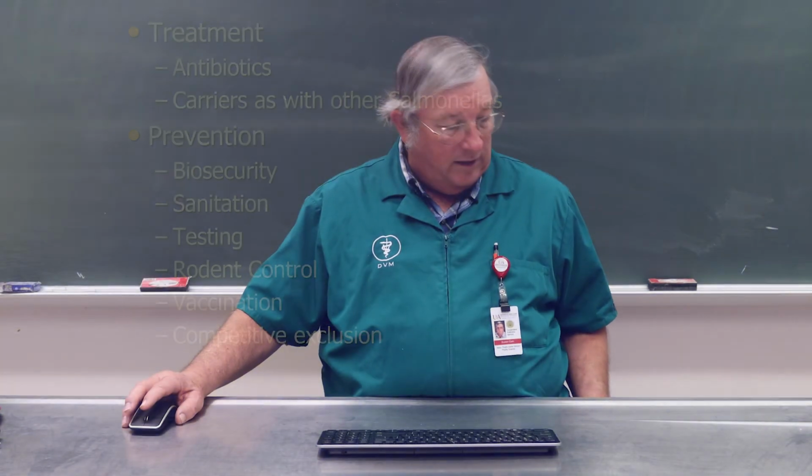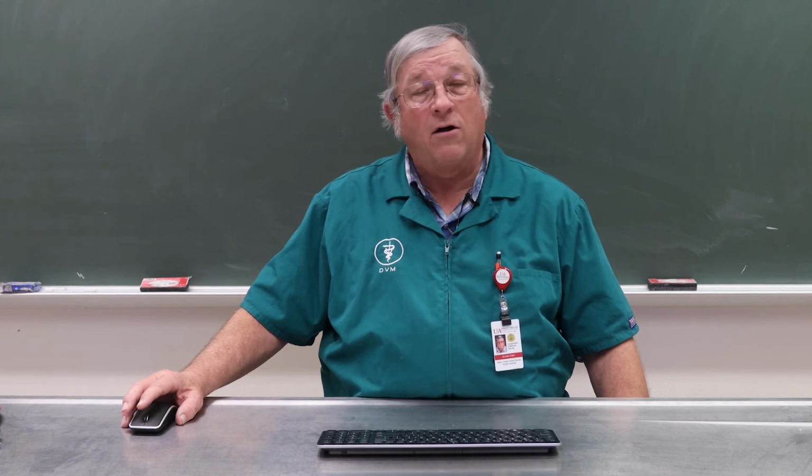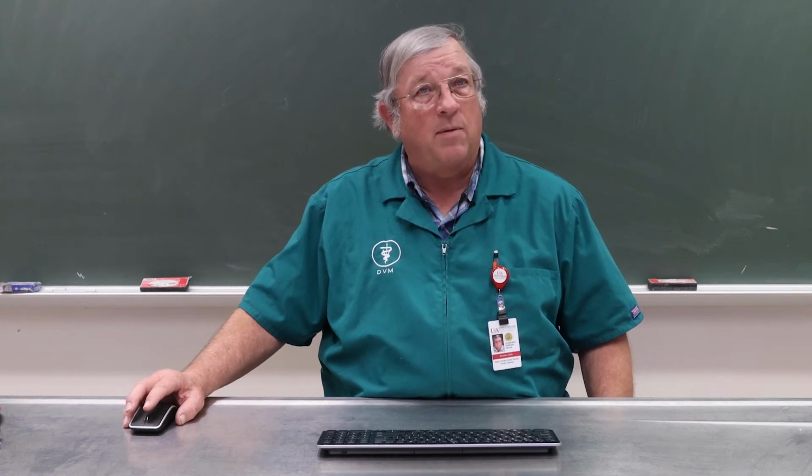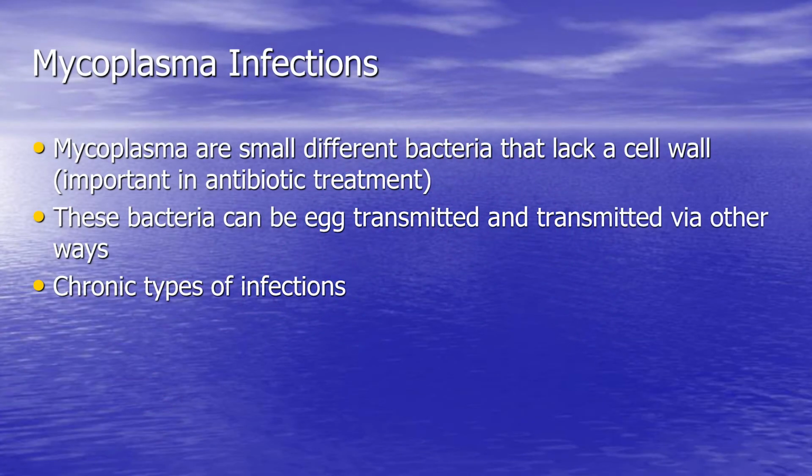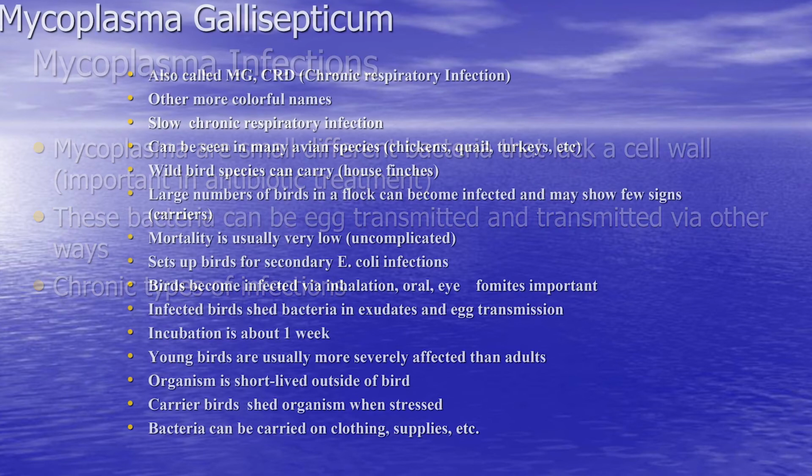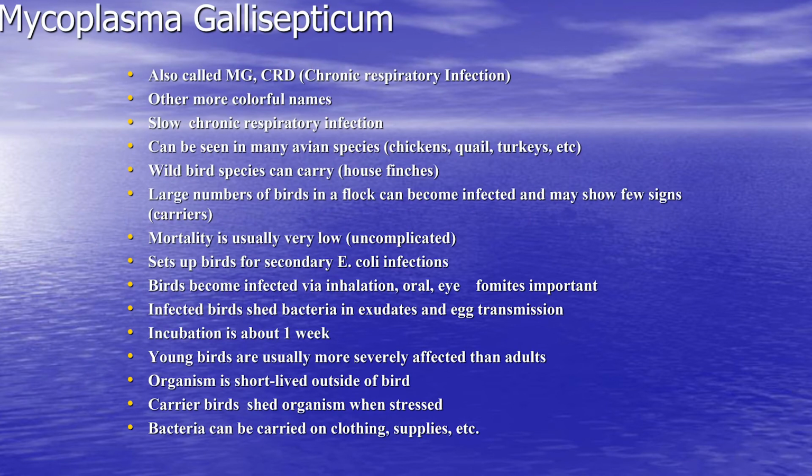Now I'd like to talk to you a little bit about a couple of other bacteria that are also egg transmitted. These are the Mycoplasmas. Mycoplasmas are a little different type of bacteria. They lack a cell wall, which is important in antibiotic selection. Many of the antibiotics that we use to treat bacterial infections work because they interfere with the development of the cell wall. Now, these bacteria can be transmitted through the egg or other methods, and we can have more chronic types of infections.